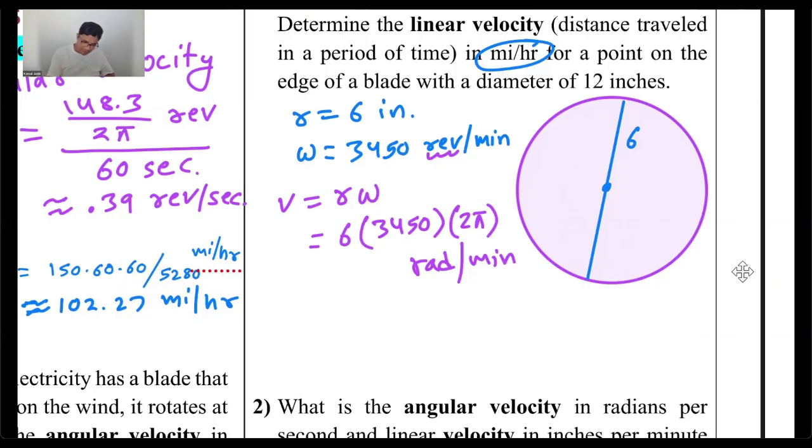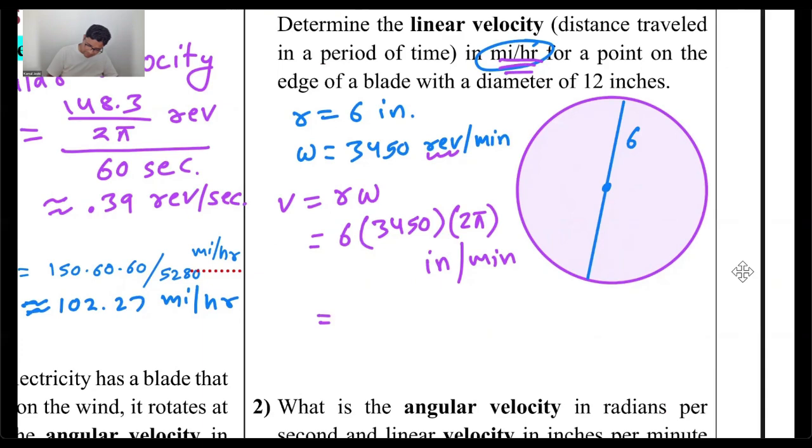No, not radians. Now we're talking about linear. That is inches, inches per minute. And that is the linear velocity, and that we need to now convert to miles per hour.